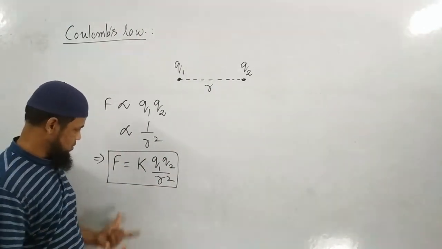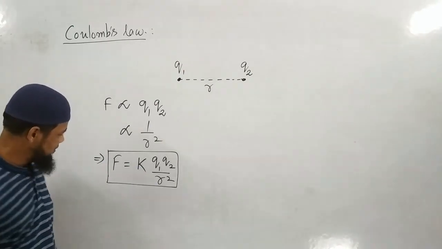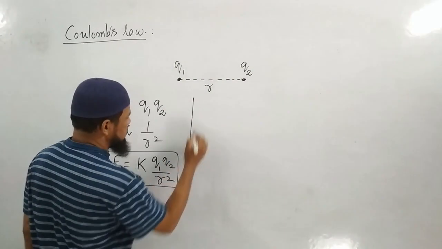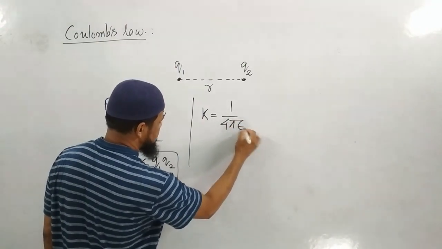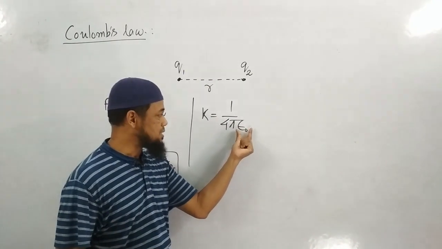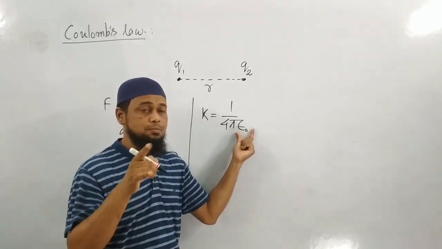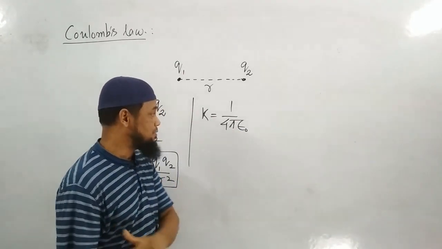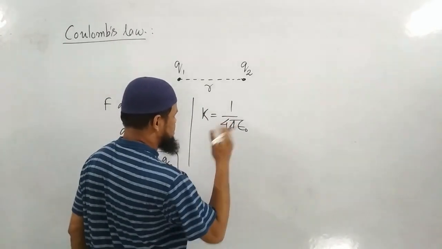This is known to us, we know it very well. Here K is a constant whose value becomes 1 by 4 pi epsilon naught in vacuum. Epsilon naught is the permittivity of free space. What is permittivity? I am leaving it for you, you will tell me what is permittivity.